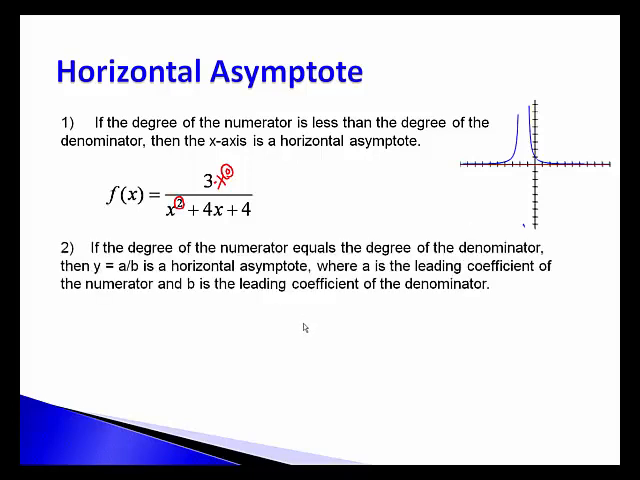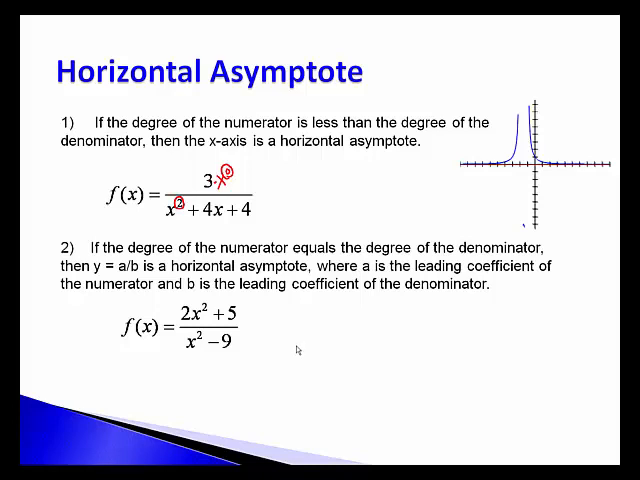If the degree of the numerator equals the degree of the denominator, then y equals a divided by b is a horizontal asymptote, where a is the leading coefficient of the numerator and b is the leading coefficient of the denominator. Let me give you another problem. This time I have a function f of x equals 2x squared plus 5 divided by x squared minus 9.